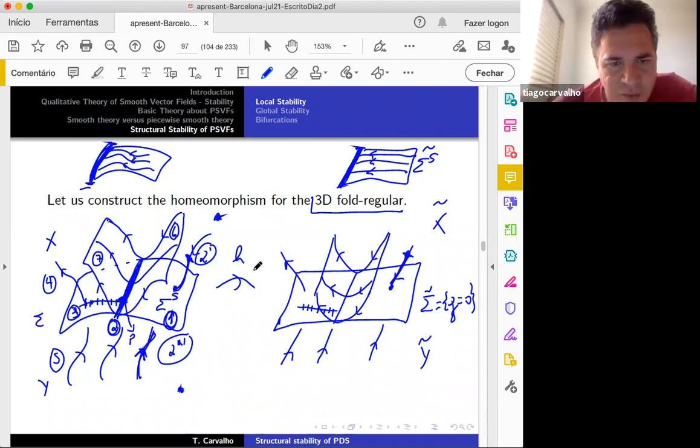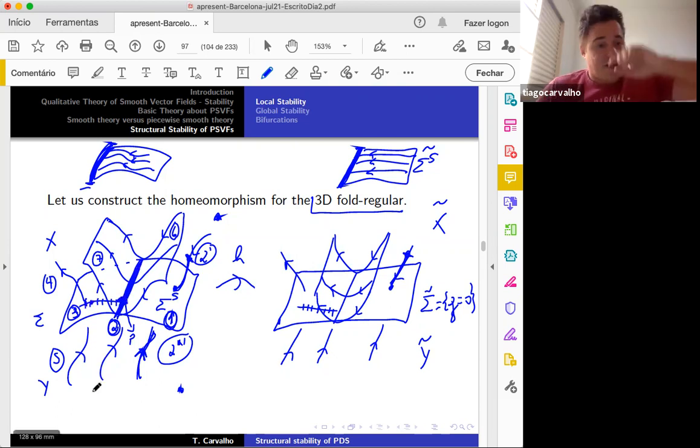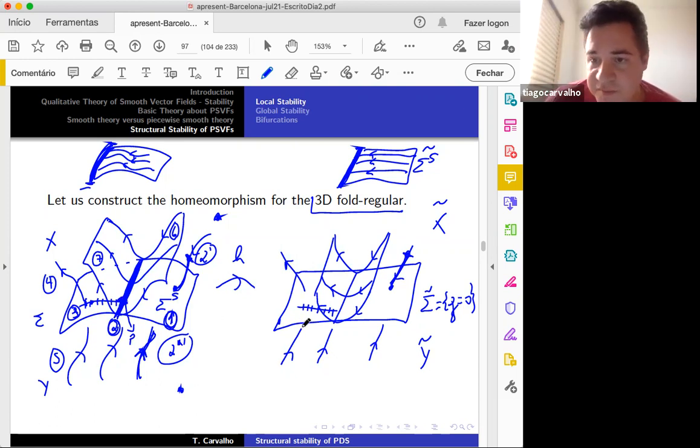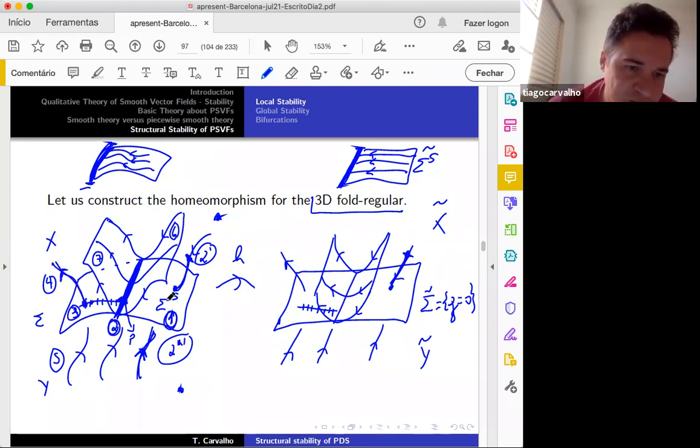For all points at the crossing region, we can produce this homeomorphism, extending the homeomorphisms already defined at the fold curve to the points at the crossing region using this argument. For example, this point is related with this. So we consider the trajectory passing through here, the X trajectory passing through this point. For example, we obtain this point. Expanding the same time, we have a point here, and we can do this for all points at this region 4 and at this region 5.